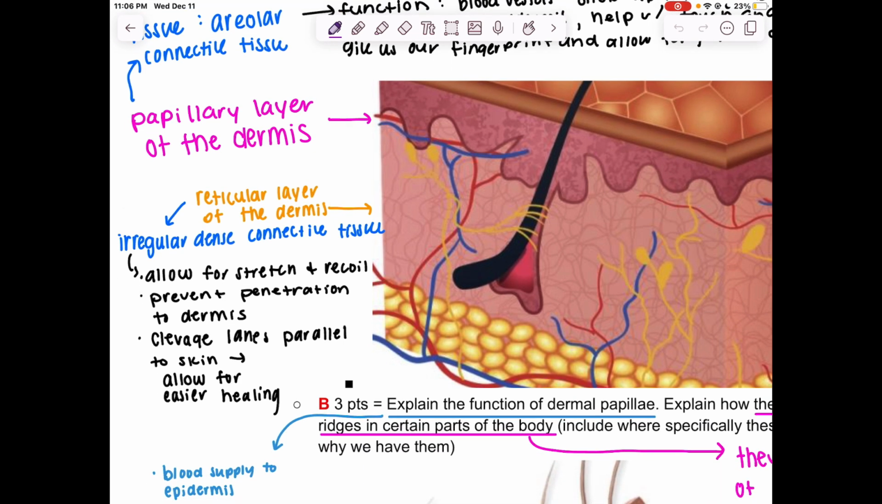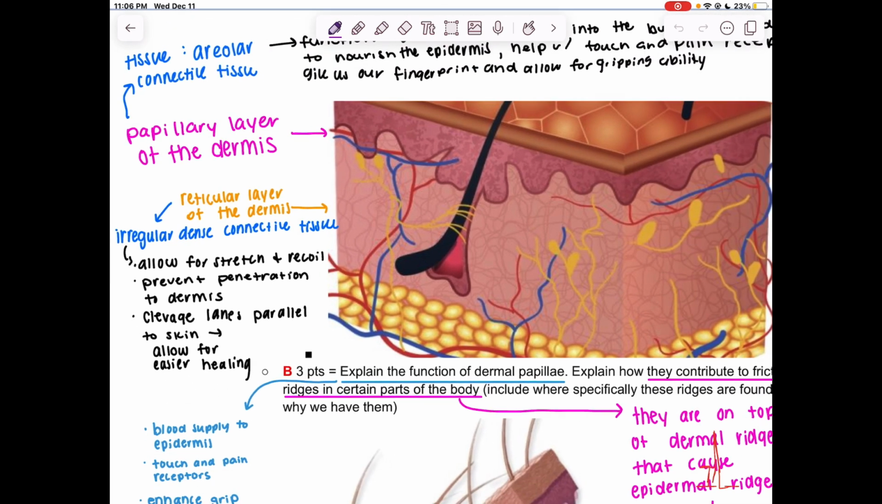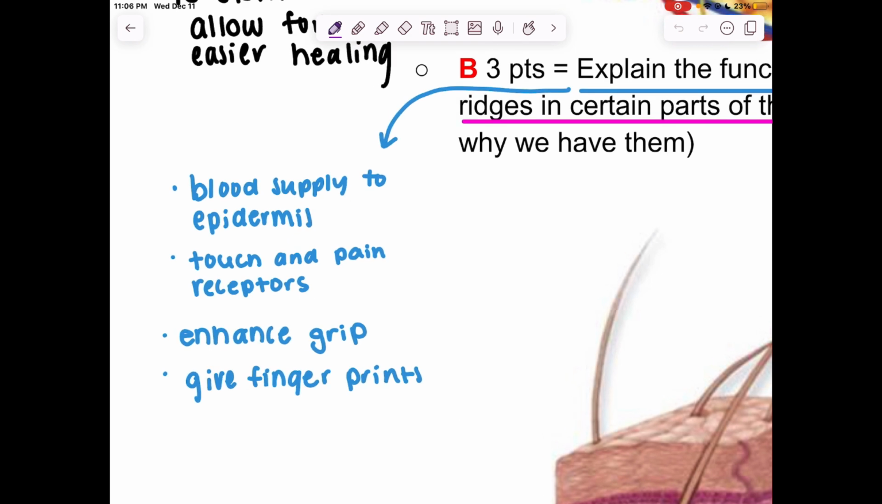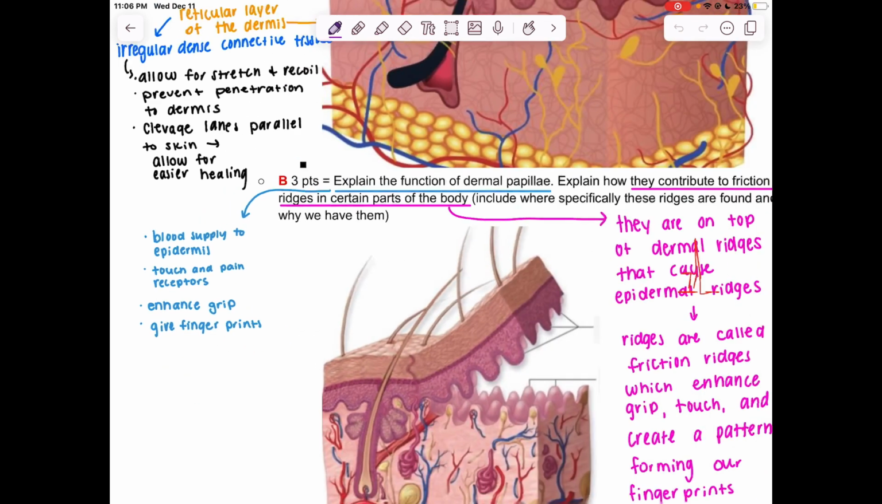The reticular layer is made of dense irregular connective tissue, and it allows for stretch and recoil to prevent penetration to the dermis, and the cleavage lines are parallel to the skin, allowing for easier healing. The function of the dermal papillae is to give blood supply to the epidermis, allow for touch and pain receptors, enhance grip, and give fingerprints.